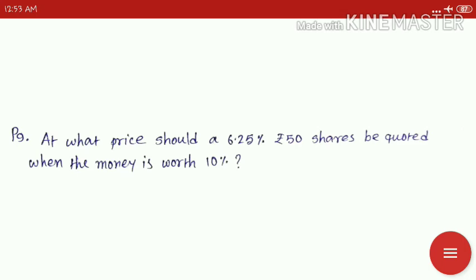Money is worth, that means at which rate you are going to gain or attain your dividend according to your investment, that is the rate of return. So we need to find out the market value from those data. So do it by yourself first and then come to my solution.